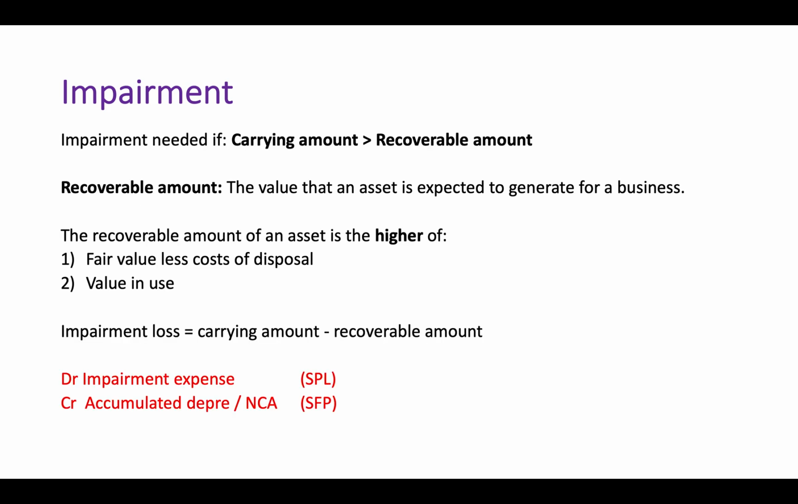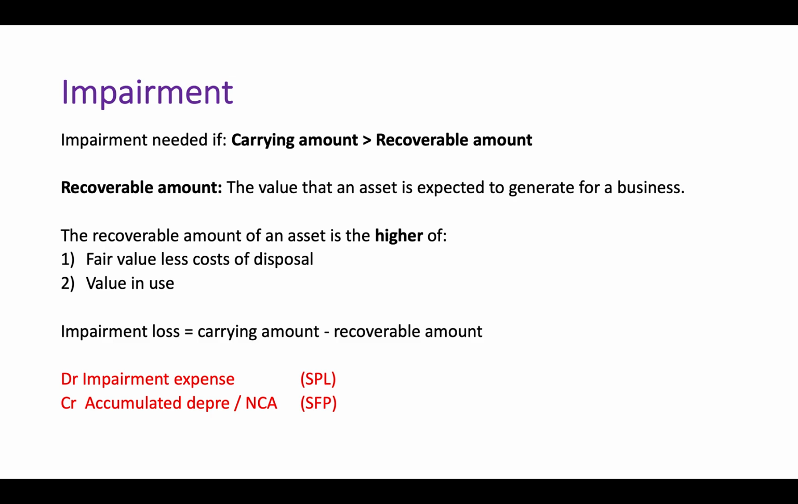If we look at the rules for impairment, impairment is needed if the carrying amount is greater than the recoverable amount. The carrying amount is the amount of the asset in your statement of financial position, which is the cost minus any accumulated depreciation made throughout the years from the date of purchase till now.